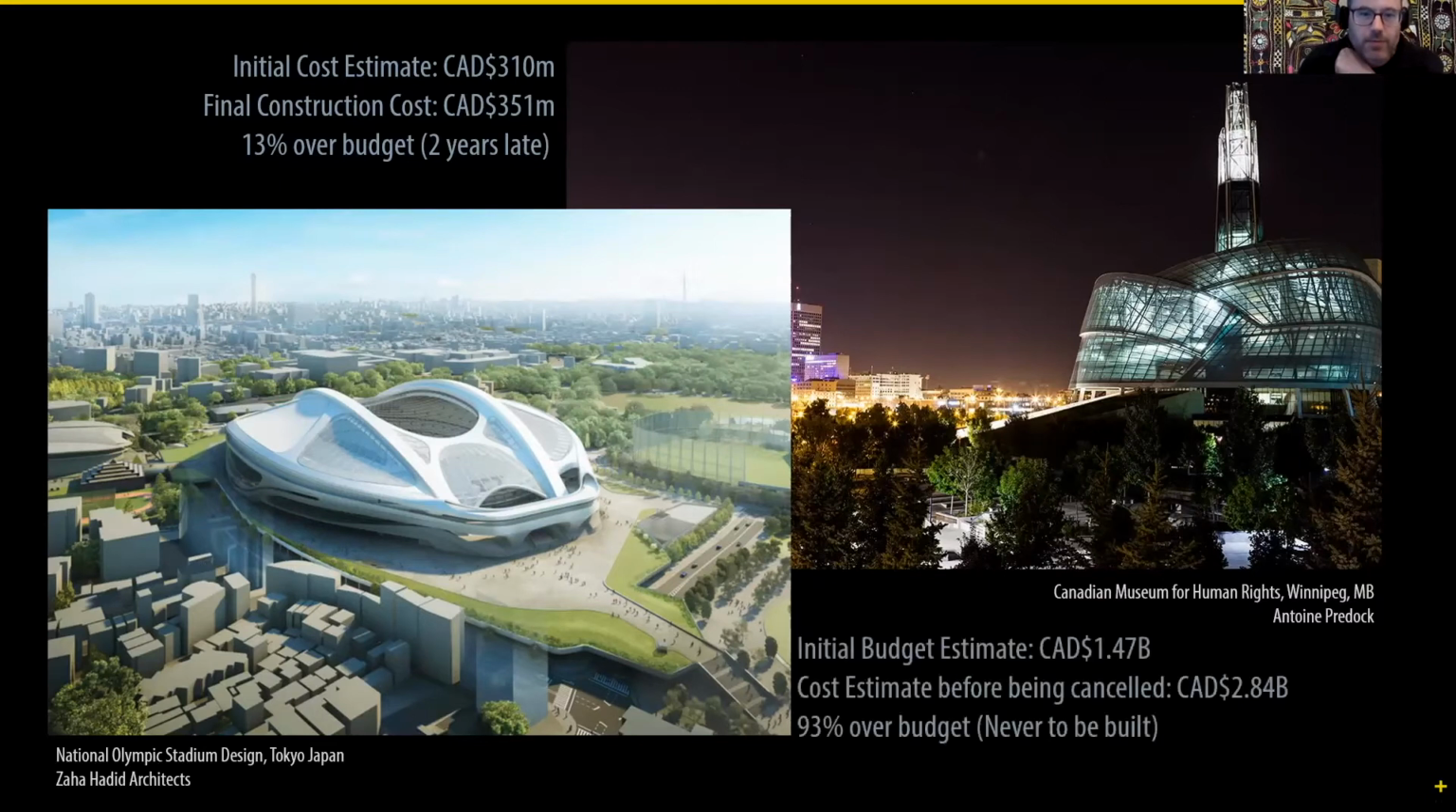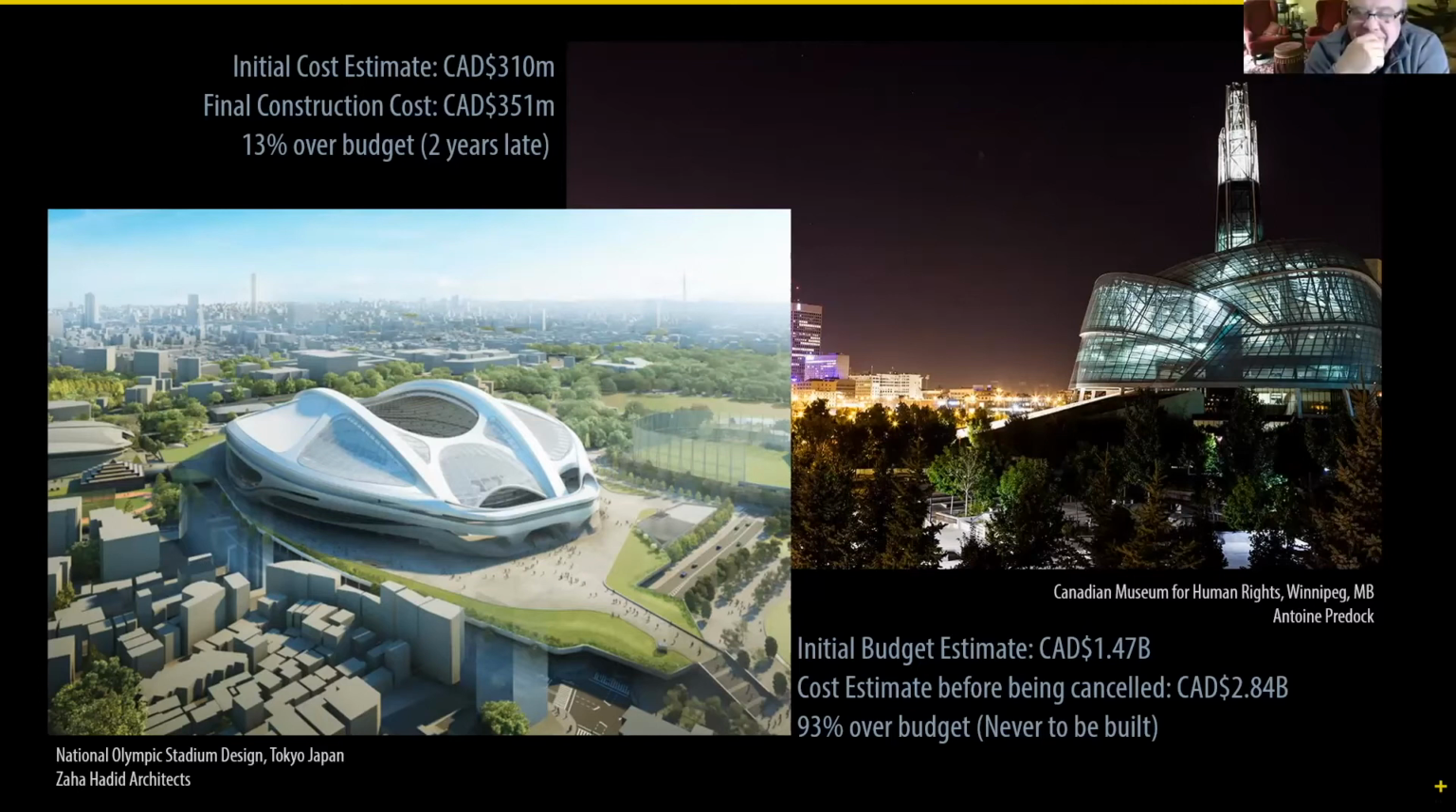And another example, which is the National Olympic Stadium in Tokyo by Zaha Hadid, had an initial budget estimate of 1.47 billion, but the cost estimate at the time the project got canceled was 93% over budget, or 2.84 billion. So it never actually got built. One of the points here that we talk about in class is controlling costs to preserve the design also means preserving the project.